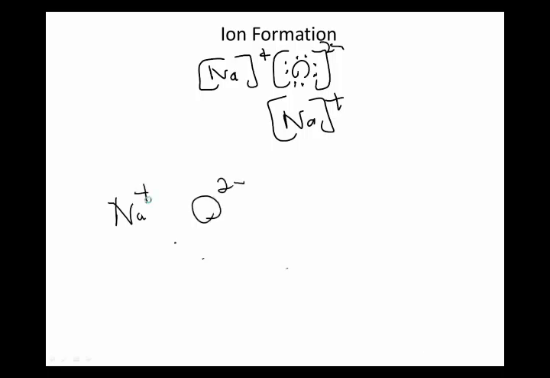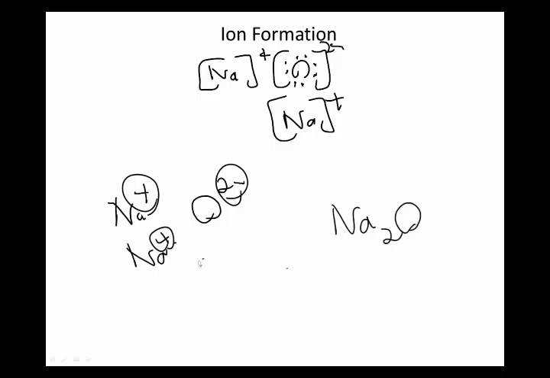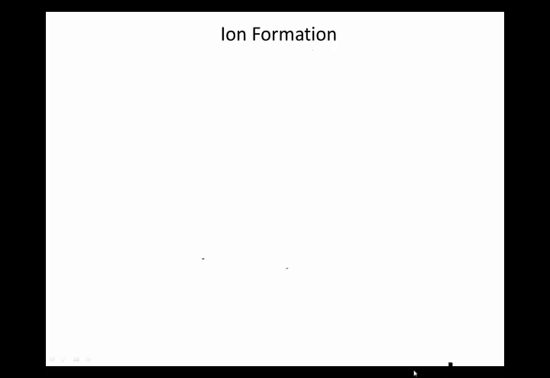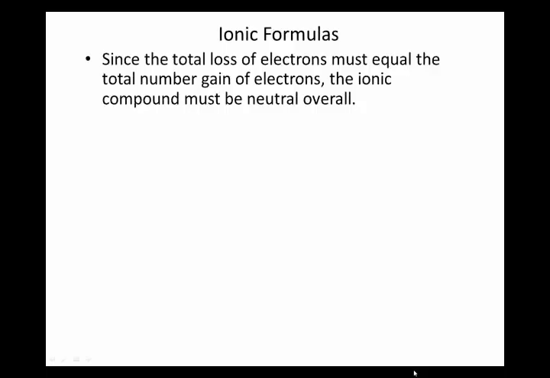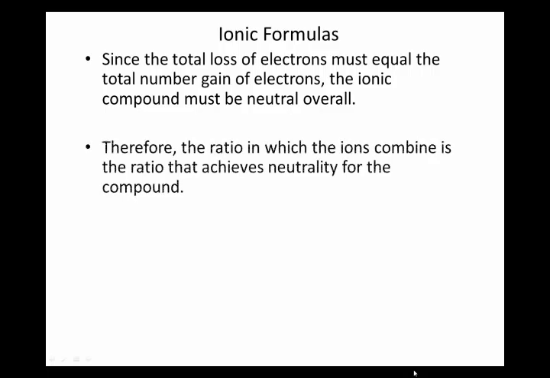What's going to happen is we need two sodiums. So we have a total of plus 1, plus 2, minus 2. It has to be neutral. Now the way I'm going to write that formula is Na2O. So, since the total loss of electrons has to equal the total gain, the overall ionic compound has to be neutral. So, we can figure out what sort of ionic compound is going to form by figuring out how we can get neutrality for the compound. So here's something a little more involved.